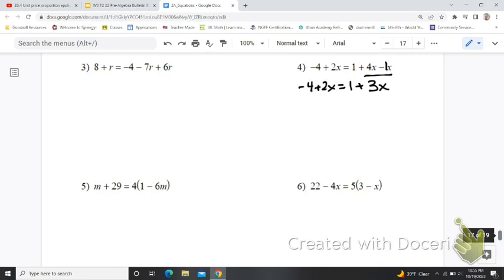Now I want to get my x's on the same side. It could be the left side or the right side. Most of my students feel a little more comfortable when they're on the left. Perhaps I shouldn't encourage that because it's really the same either way. So negative 4 minus 1x, or just minus x, is equal to 1. So I've moved a variable so that my variable's on the same side. Now I have a two-step equation. I can add 4.